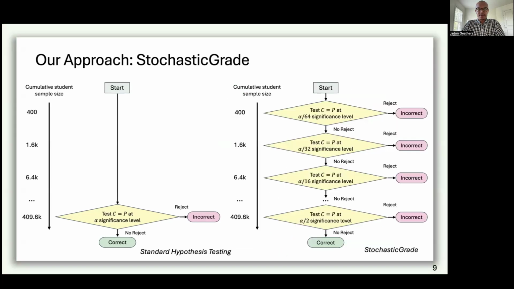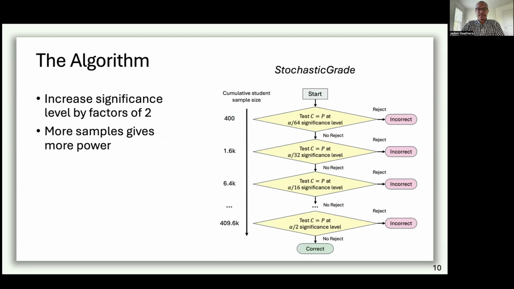So this motivates our approach, stochastic grade. Rather than performing a single hypothesis test, we perform a series of hypothesis tests at different sample sizes with controlled significance levels. These controlled significance levels allow us to still guarantee the same false rejection rate. But we see that instead of only sampling at one fixed sample size, we sample at a series of different sample sizes, so that programs that are largely discrepant only need around 400 or fewer samples rather than the full 400,000 samples to be detected.